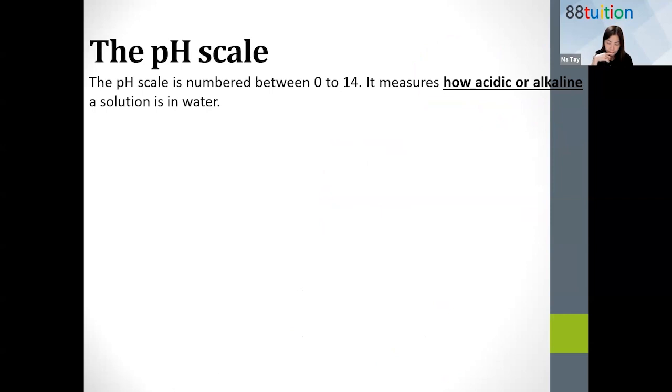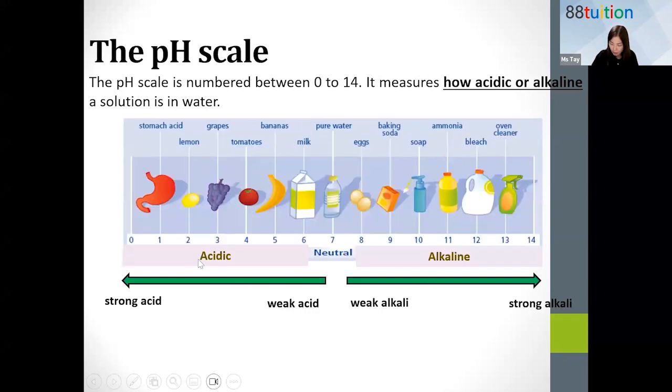pH scale. Okay, pH scale, if you are familiar, I told you last week, pH is actually known as the power of hydrogen. It tells us how acidic or alkaline a solution is in water. So this is actually a chart to show you the different types of acids and alkalis, then how acidic they are or how alkaline they are. So the smaller the number, the more acidic a substance is. Okay, so the more acidic the substance is, the smaller the number. Then on the opposite side, the greater the pH number or value, the more alkaline the substance is.